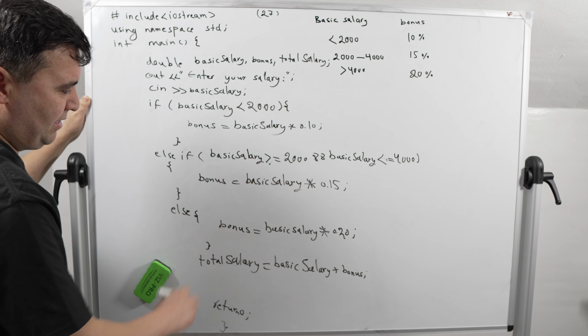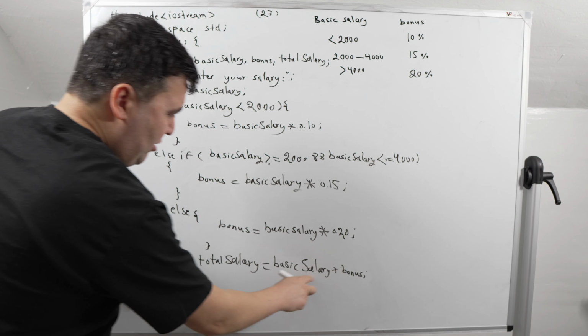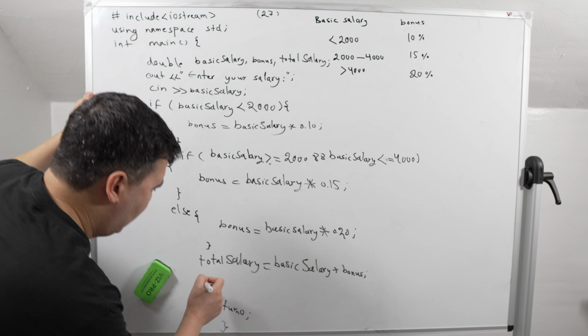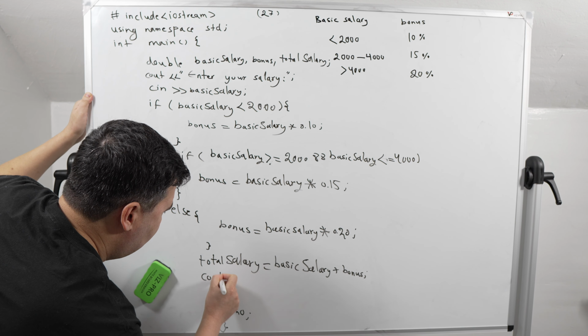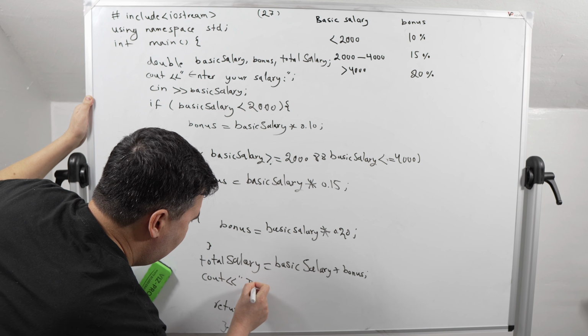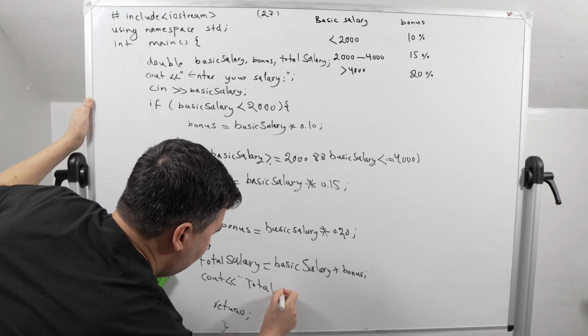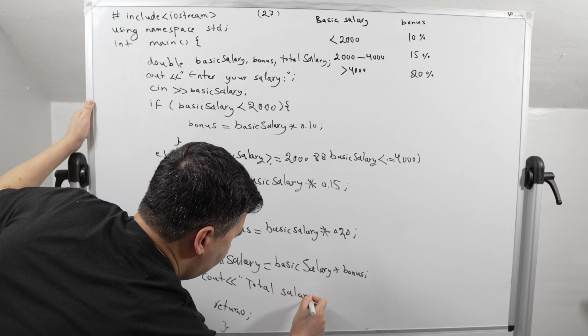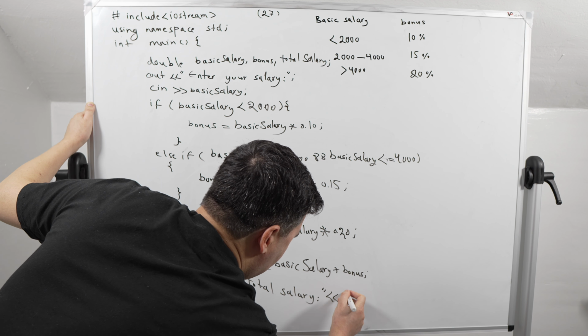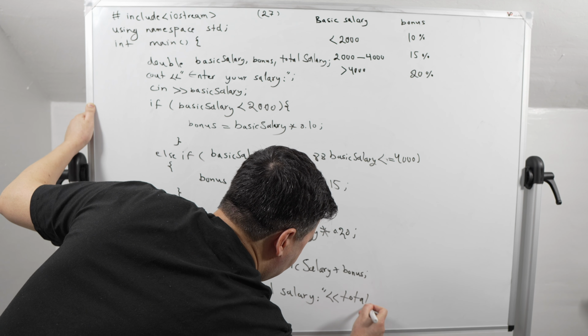So here we calculated the bonus, and now we add that bonus to the salary. And then we cout the total salary. So I write total salary, in quotation marks, and I write here, print out the total salary.